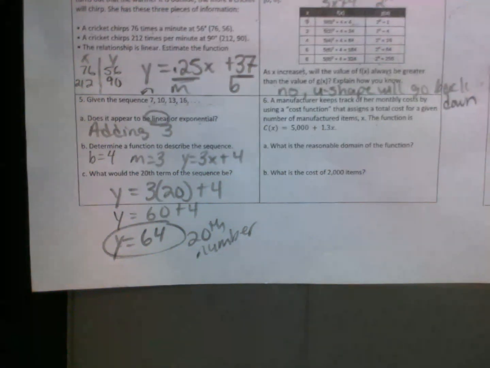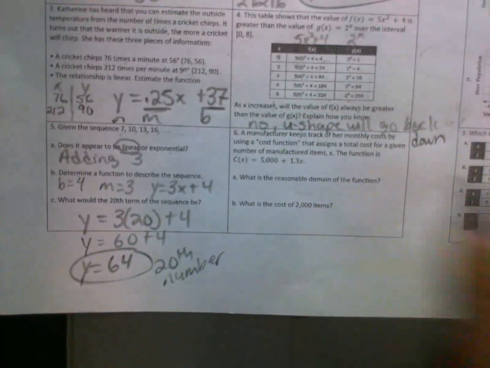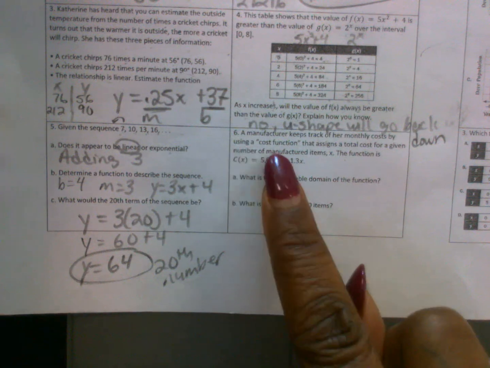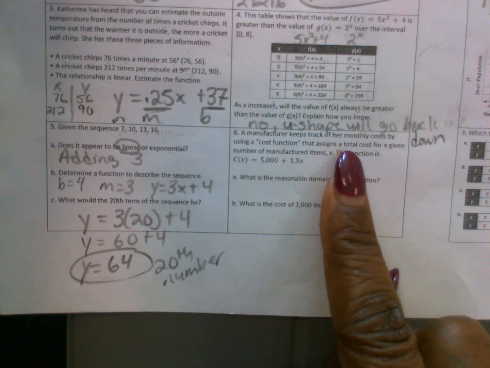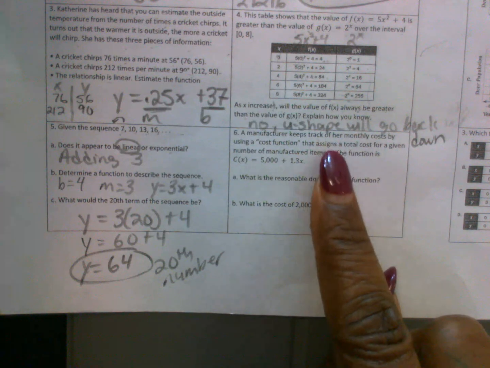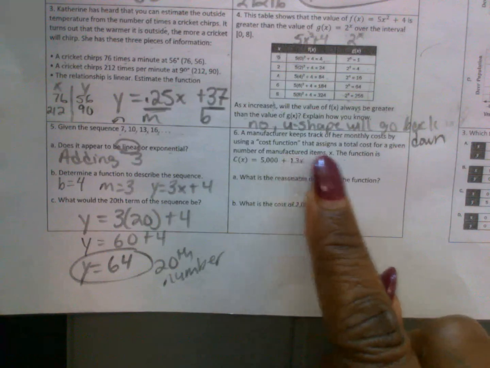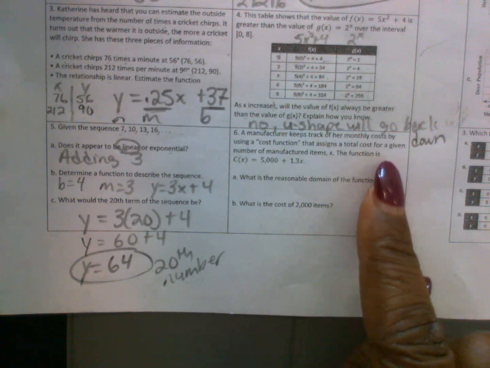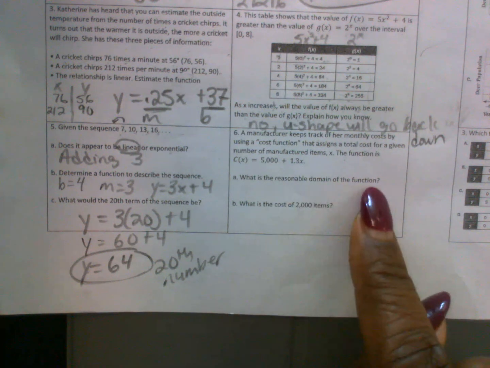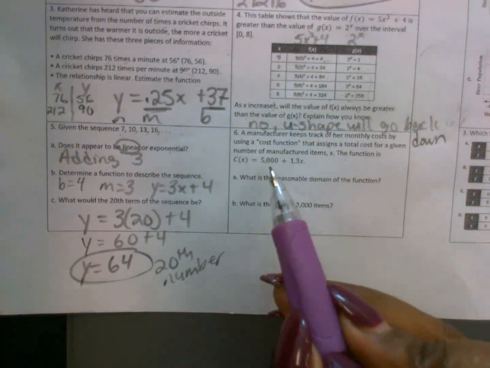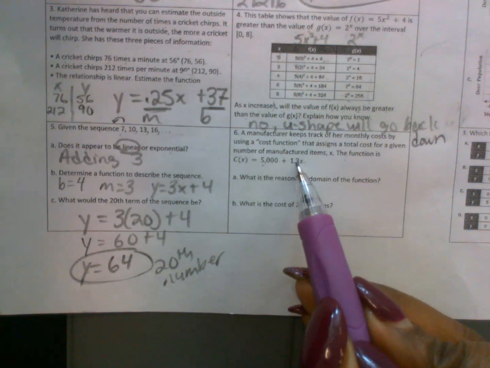All right. Are you still writing? Okay. It says a manufacturer keeps track of the monthly cost by using the cost function that assigns a total cost for the given number of manufactured items x. This is the function right here. What is a reasonable domain? Look, it's starting at 5,000 and it's going up every single time.